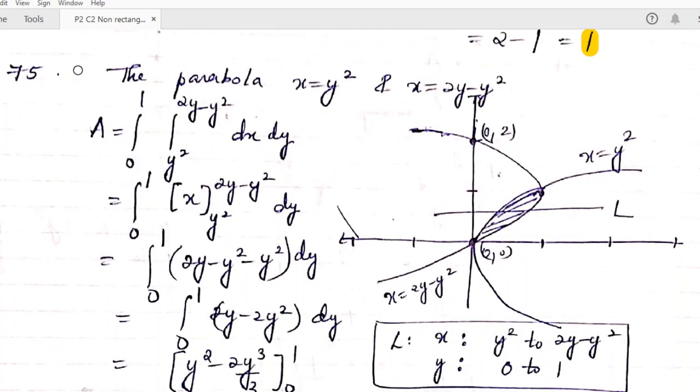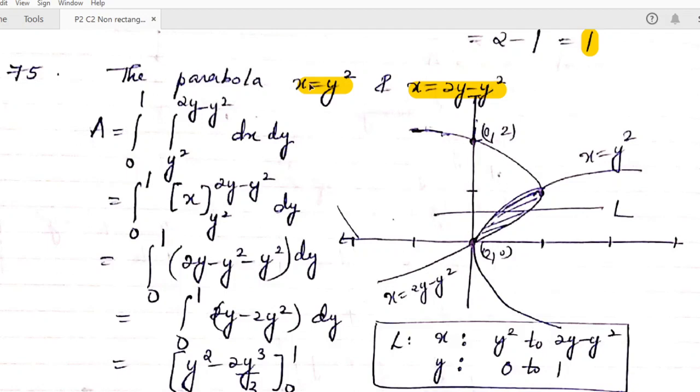In question number 75, again we have to find the area of the region bounded by the parabola x equal to y square and x equal to 2y minus y square. Here both the equations are parabolas. So we have to first find the region of integration.